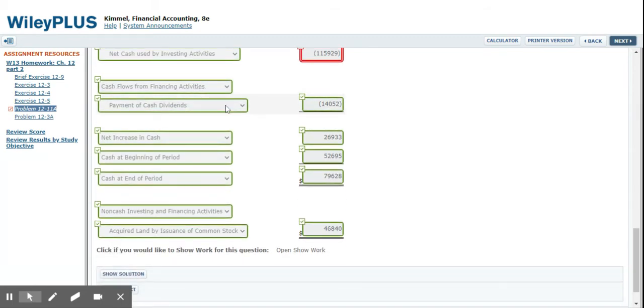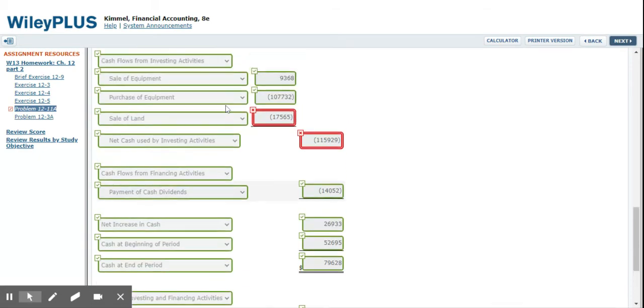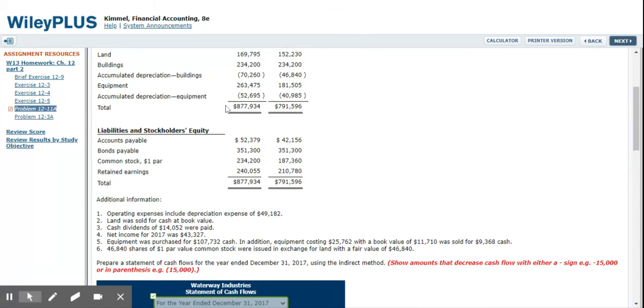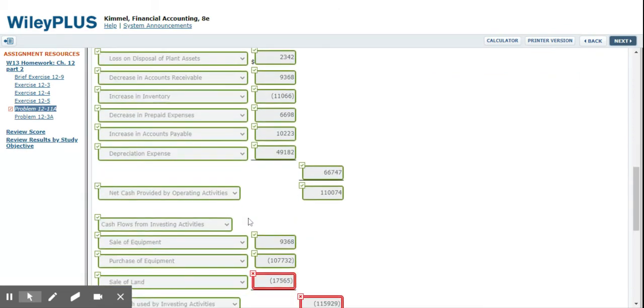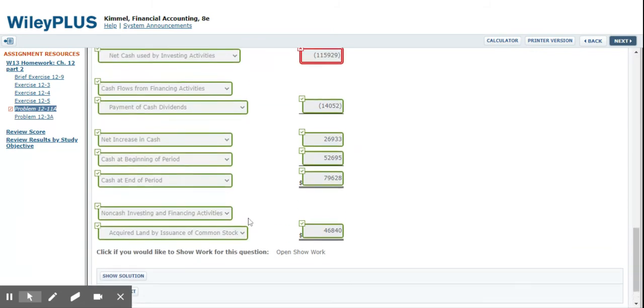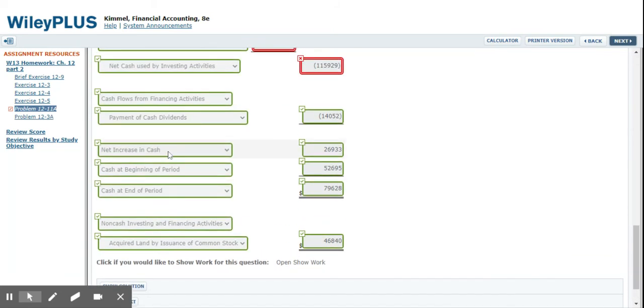And so now we're going to move on to financing activities. And so the payment of cash dividends is given to you. If you just look through your information in bullet number 3, it says cash dividends were paid. And then the next one is the net increase in cash, and then the cash at the beginning of the period.